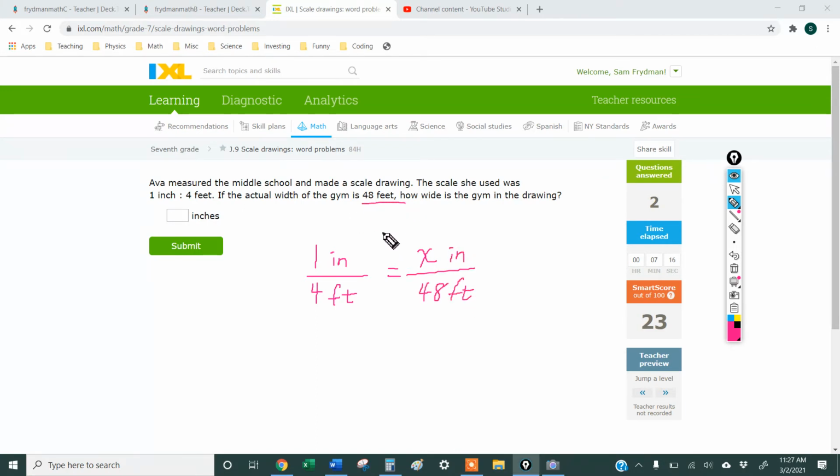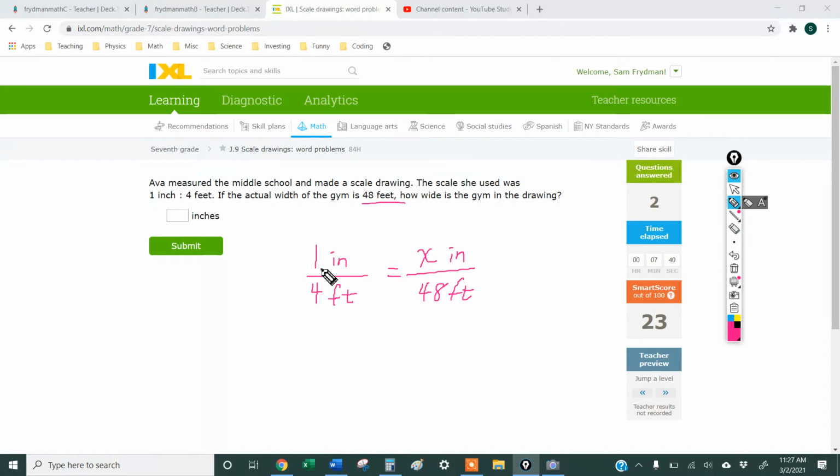I know that that's 48 feet, which is why I did not put the number 48 over here, because here I had inches. I have to do inches on the other side as well. Here I had feet. I have to do feet on the other side as well. So I have to make sure that I'm consistent on both sides. So that's how I knew that the 48 should go over here.